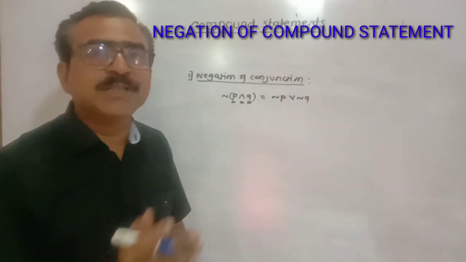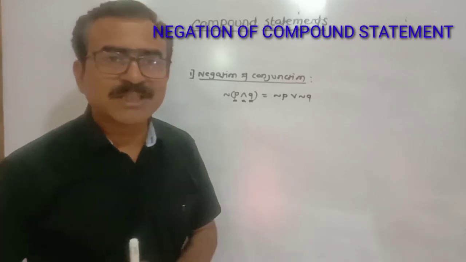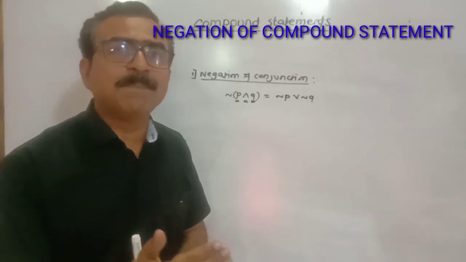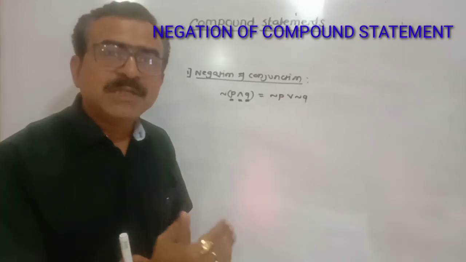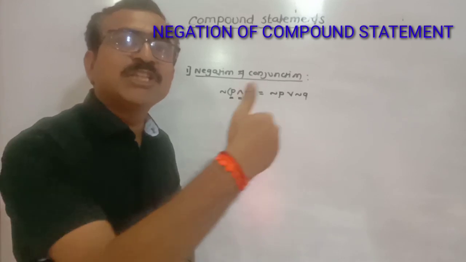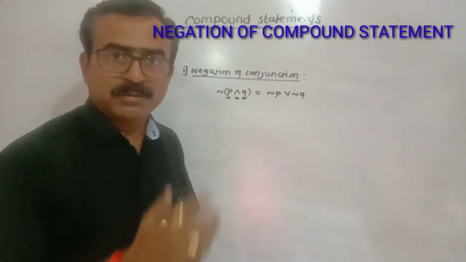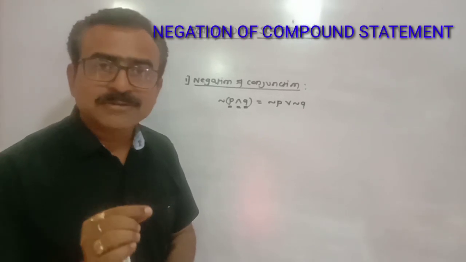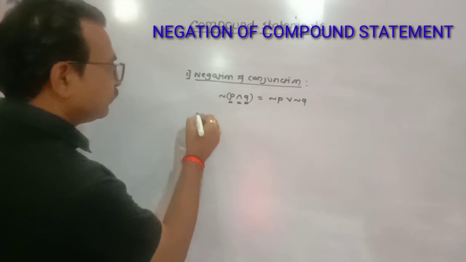Understood? Let me repeat once again. If you are given one conjunction statement and you are asked to perform its negation, at that time initially perform the negation of the first statement, then perform the negation of the second statement and replace AND by OR. Okay? Understood? Let us take one example for better clarity.